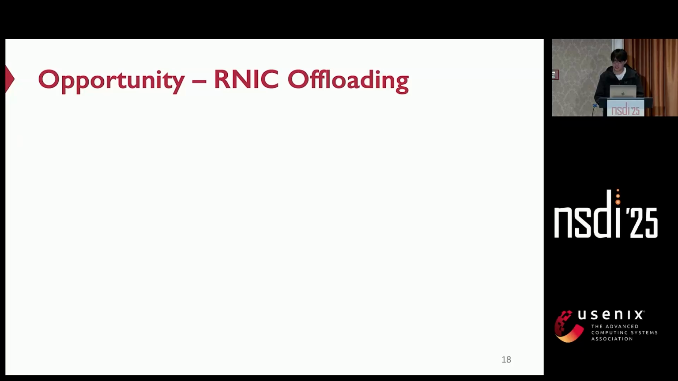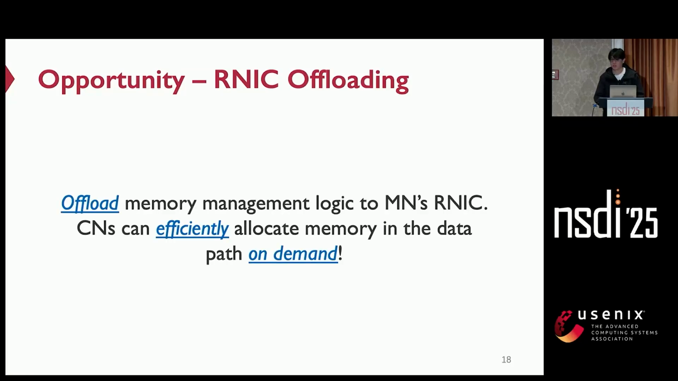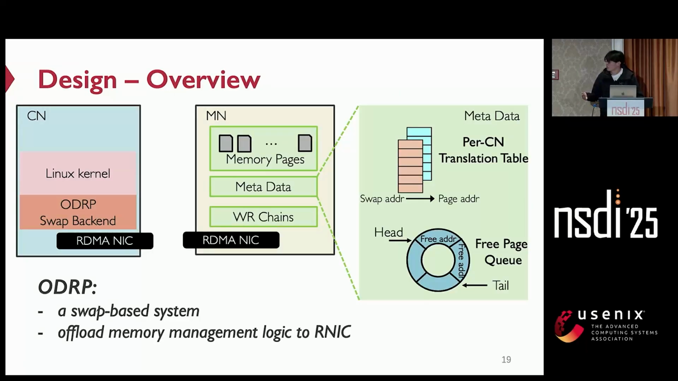ODRP leverages this RNIC offloading feature to offload memory management and memory access logic to the memory node's RNIC, enabling compute nodes to efficiently allocate memory in data paths on demand. This figure shows the high-level architecture overview of ODRP. ODRP is a swap-based system.